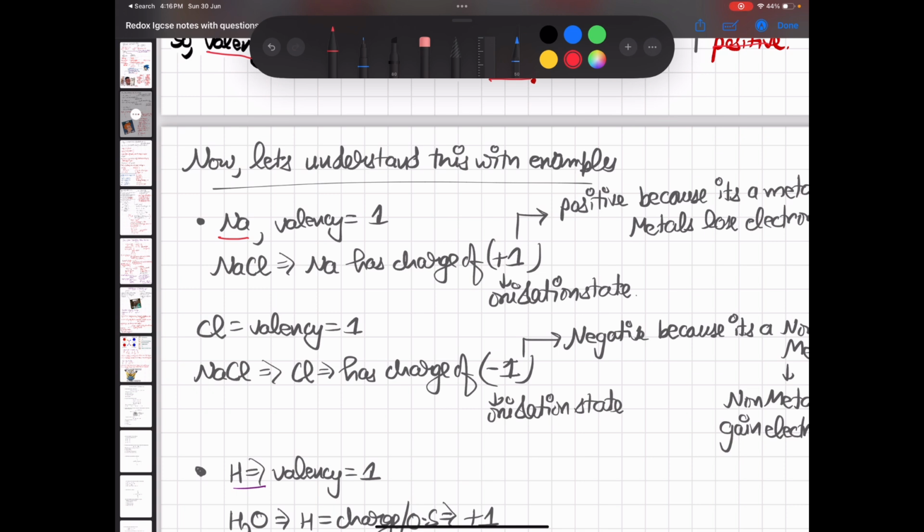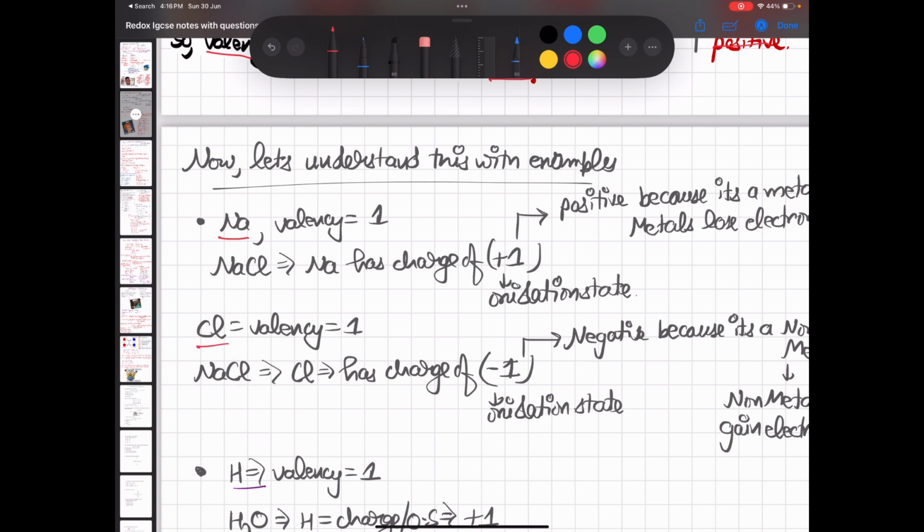Oxidation state of Na in a compound will be positive 1. Why? Because Na always wants to lose 1 electron. So if it wants to lose, the charge will be positive, and 1 because it wants to lose 1 electron. Let's look at another example, chlorine.